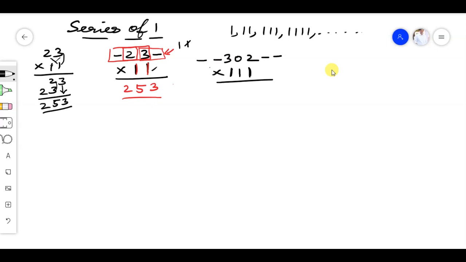Now I have three digits 1 1 1, so we have to pair three terms. So 2 plus dash is 2. Again go from the right side to the left side.